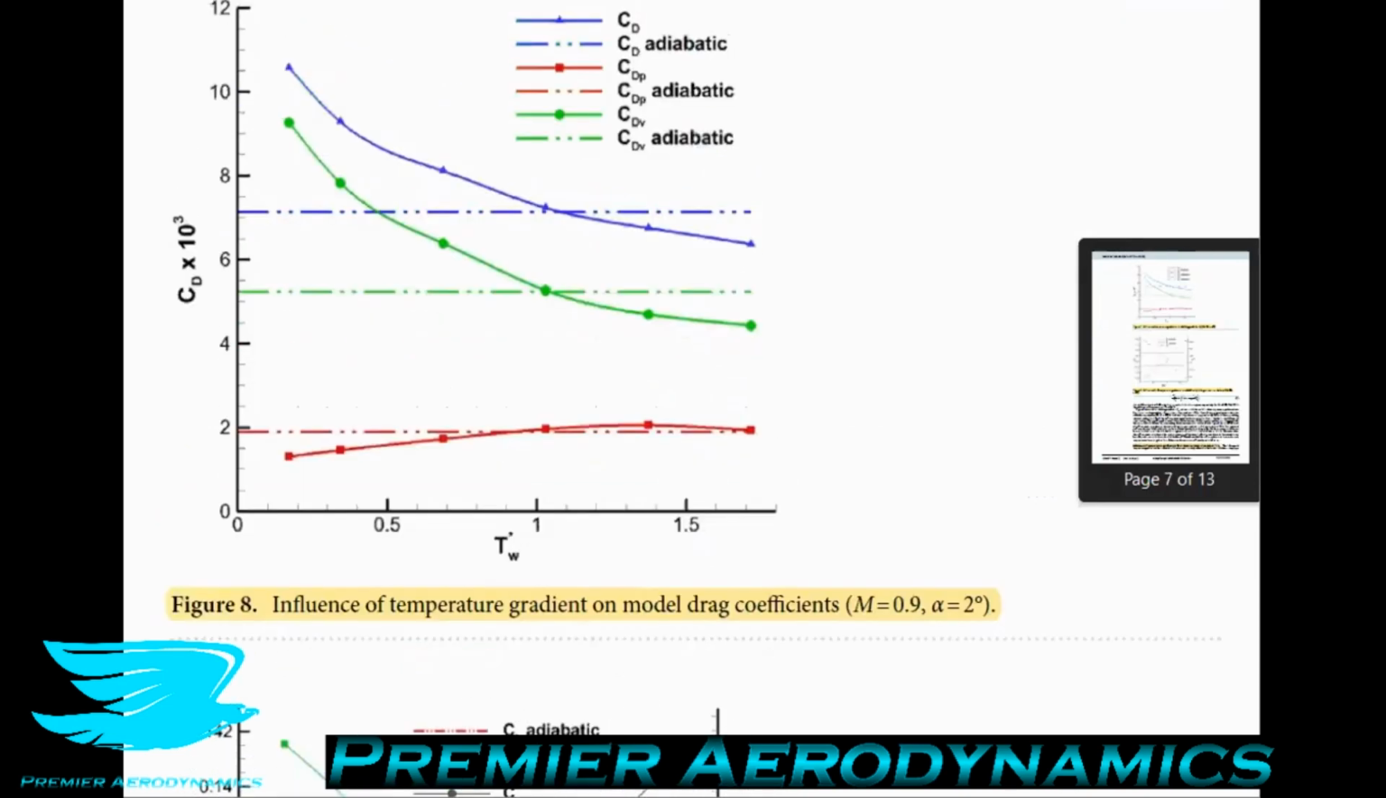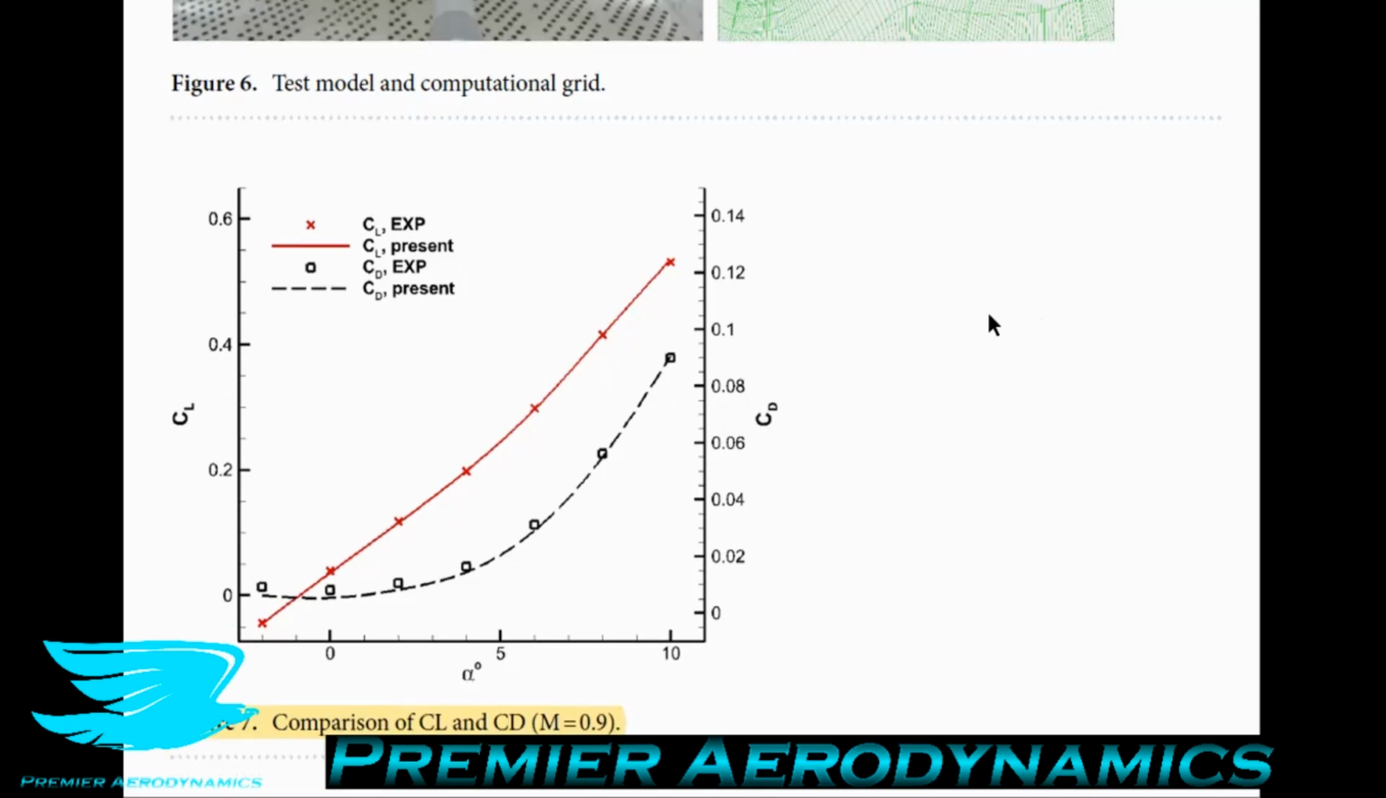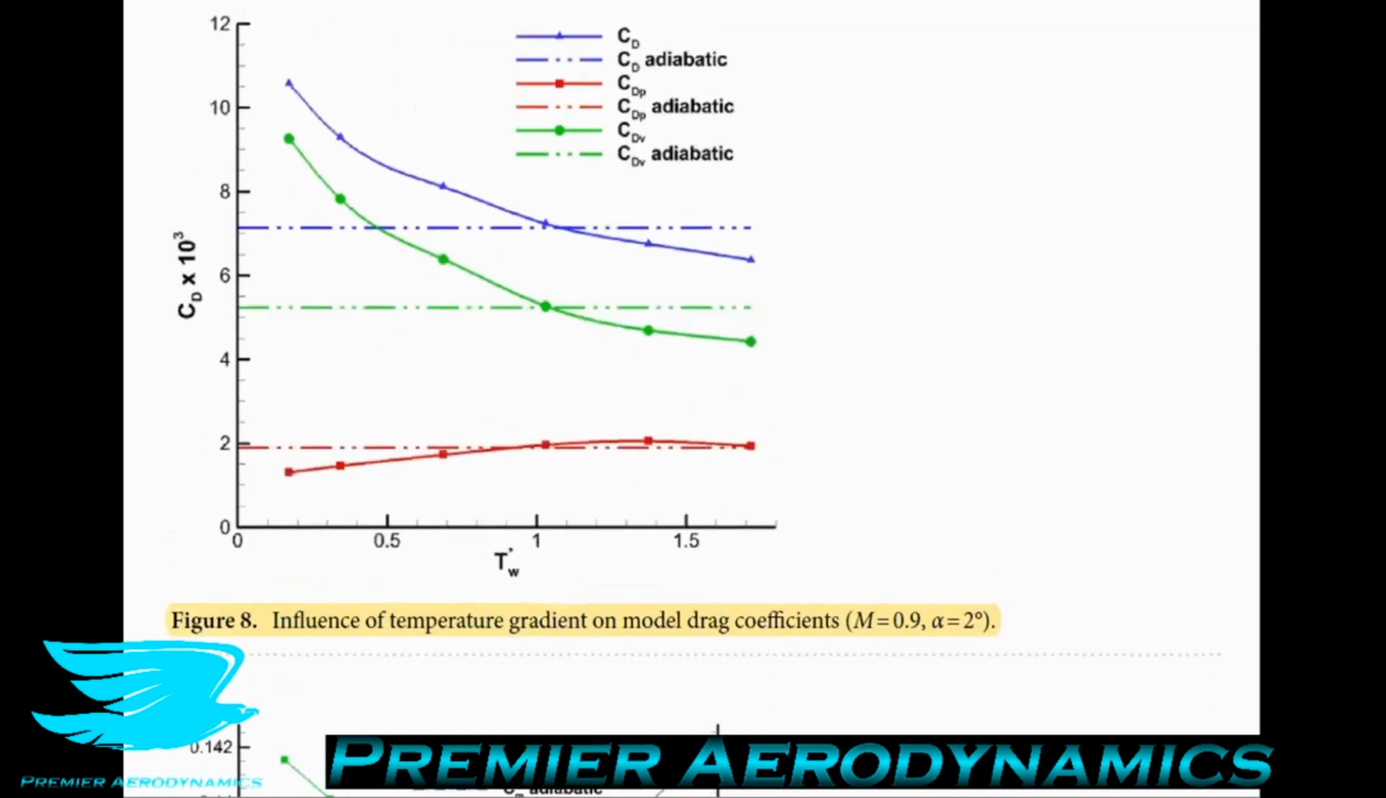First of all, let's find it here. Figure 7 is a comparison of the lift and drag coefficients at different angles of attack, and they compared their CFD to experiments, so validation. And they line up quite well. The drag is a little bit under predicted at low angles of attack, but it's still quite close. It's within a few percent. The lift coefficient lines up very well, so good job on that. And the Mach number is 0.9, so it's very close to sonic. In fact, I wouldn't be surprised if they had sonic flow over some parts of their wing.